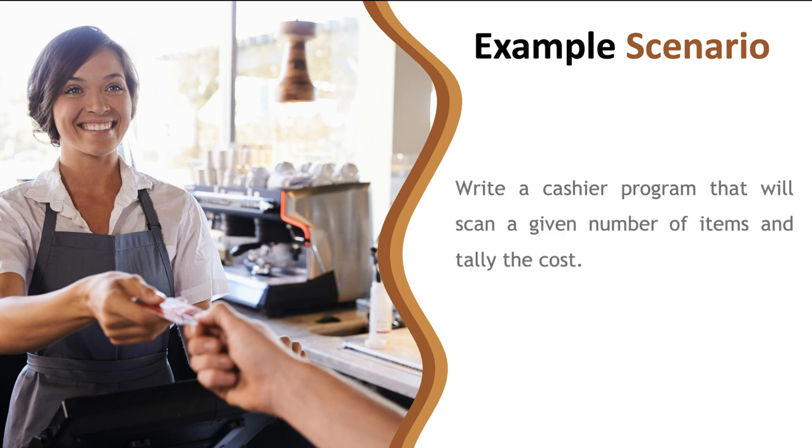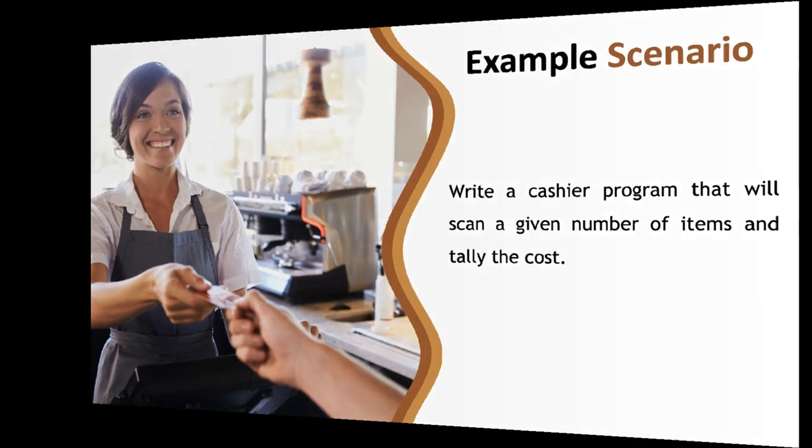So far, the loops we've reviewed have been condition controlled. There's one more loop, the for loop, which is count controlled, meaning it loops a given number of times. Let's learn about the for loop by writing a program for a cashier that will scan a given number of items and tally the cost.